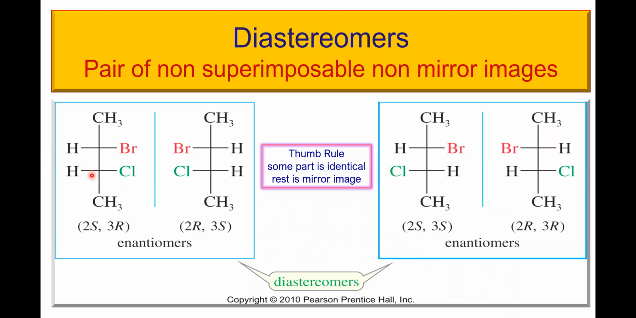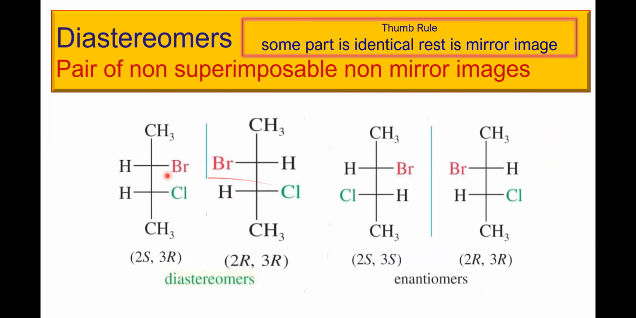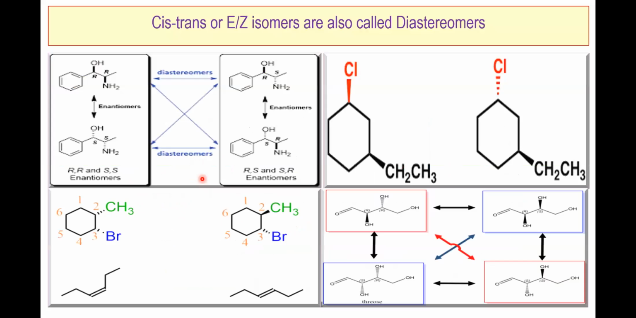So then what are diastereomers? Non-superimposable, non-mirror images. The thumb rule is that some part is similar and some part is a mirror image. That is how you identify diastereomers. Look here, at this bottom part the R configuration at this chiral center is the same, here it is opposite. Such compounds we call diastereomers. They are not superimposable, and also not mirror images. They are non-superimposable and also non-mirror images.